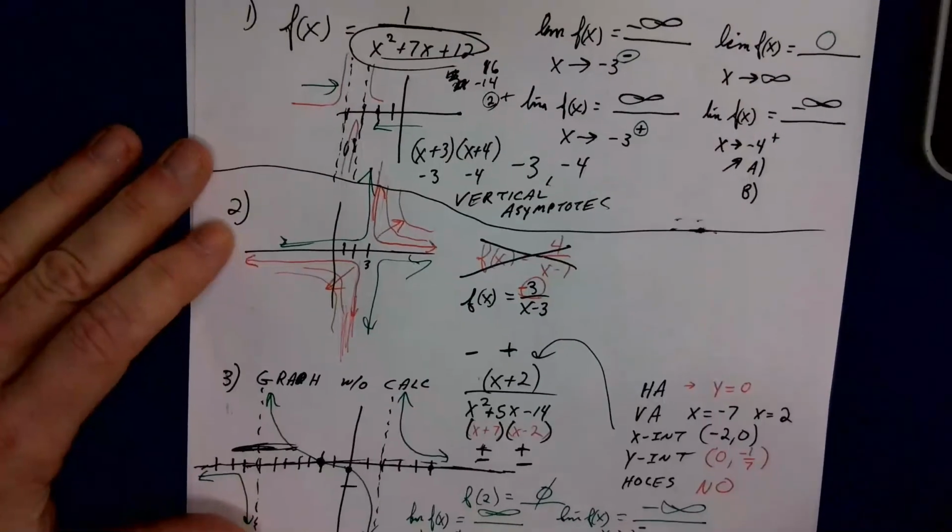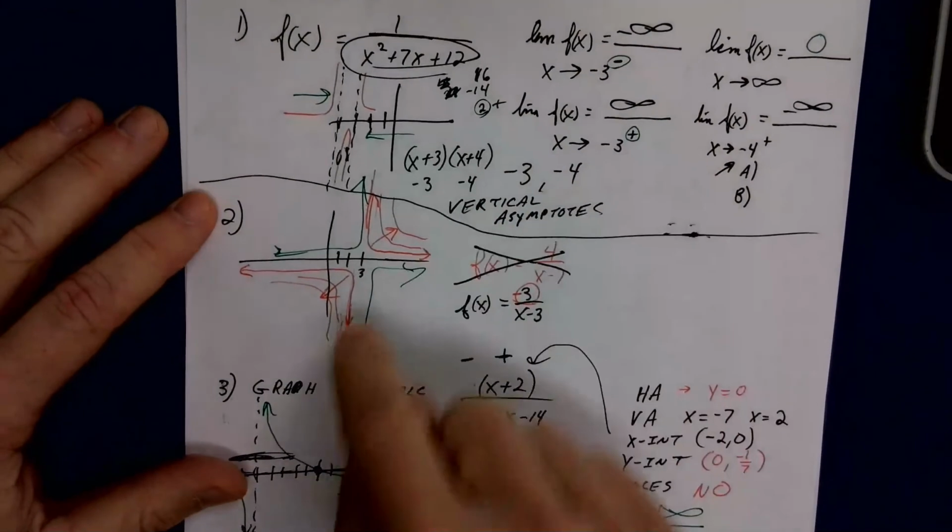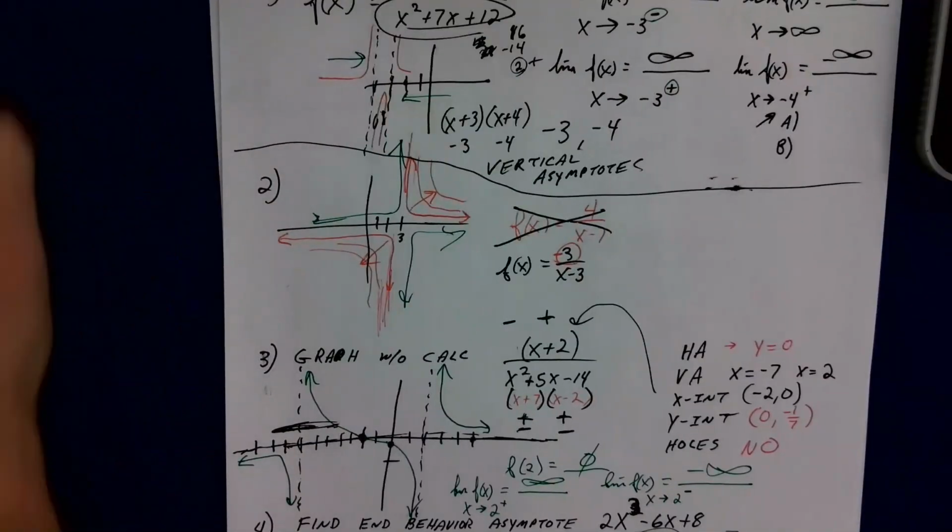Hopefully this was good for you guys. This is Precalc A 2-6 on graphs of rationals and limits of functions and what happens when things approach things.